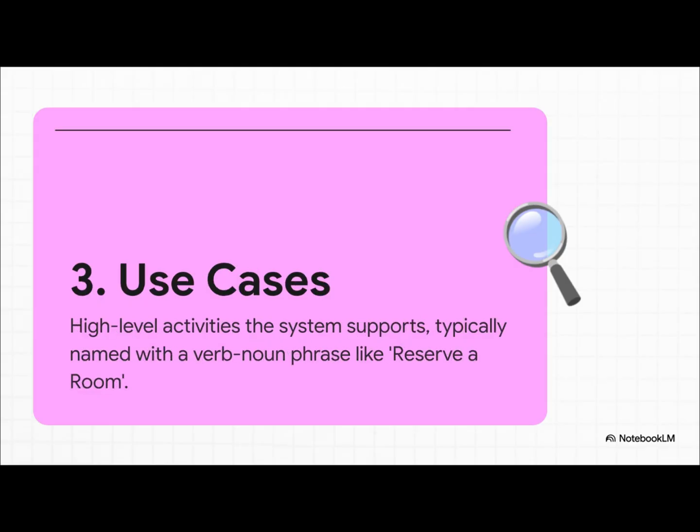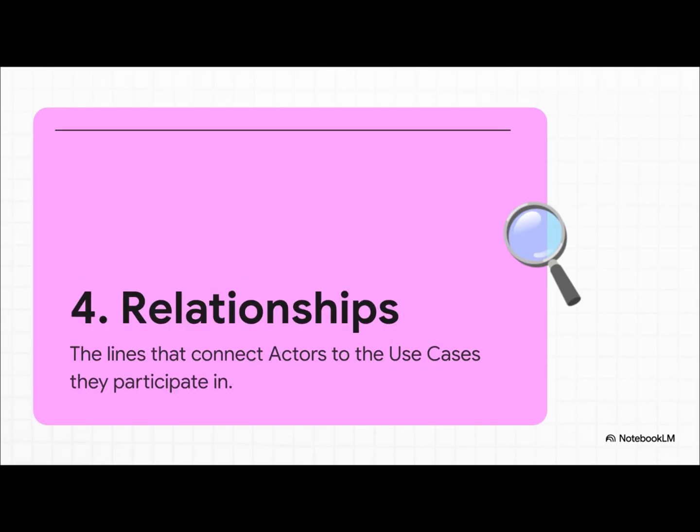Third on our list are the use cases. These are the high-level goals or activities that an actor wants to achieve with the system. We draw them as ovals inside the system boundary, and we give them really clear action-oriented names, like buy a course or withdraw money.